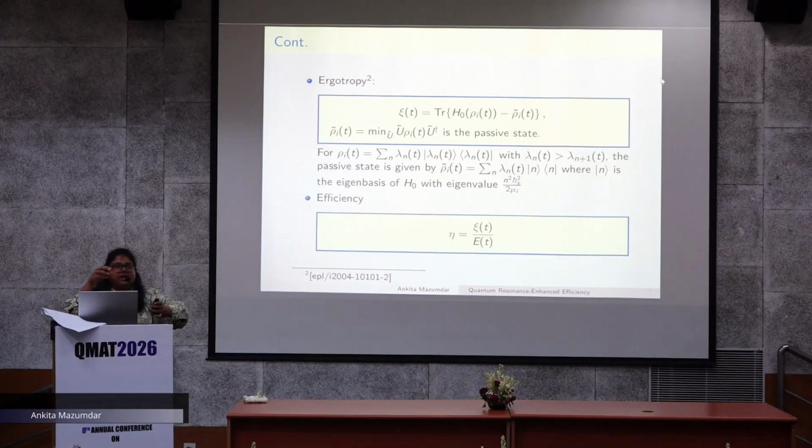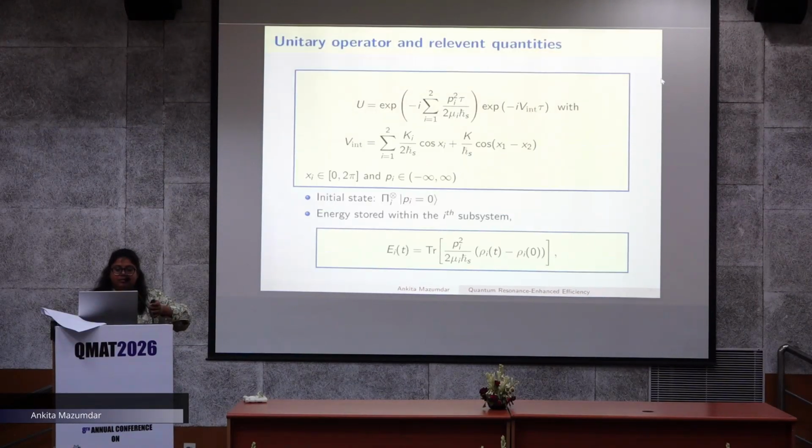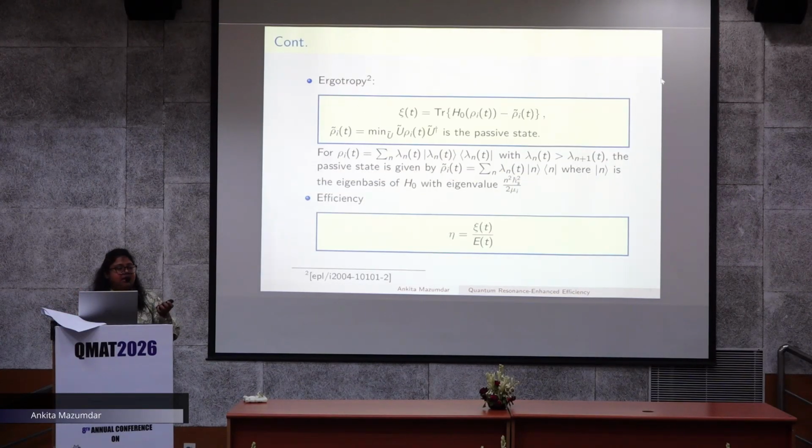The eigenvalues of rho are in ascending order and go to the energy eigenstates with descending order of energy. So we can see that only when the passive state falls with the ground state, then only we can extract all the ergotropy or the stored energy. So efficiency is basically the ratio between the ergotropy and the stored energy.